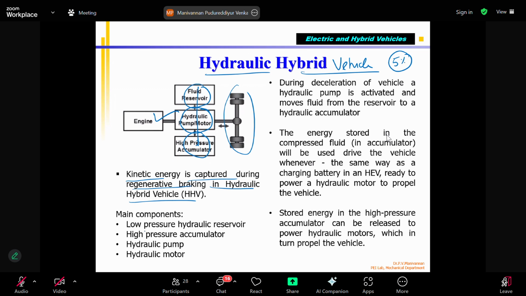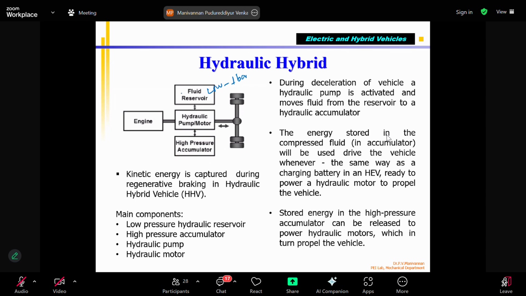What are the main components of the hydraulic hybrid? You have a low pressure hydraulic reservoir. Let me clear this so you can see it. This is the low pressure side, because I told you the fluid is stored at 1 bar pressure. Oil is generally used; nobody uses water because it is corrosive. It oxidizes metal parts, because many times you use iron based parts in a vehicle, where water will corrode them. That is why we use oil.